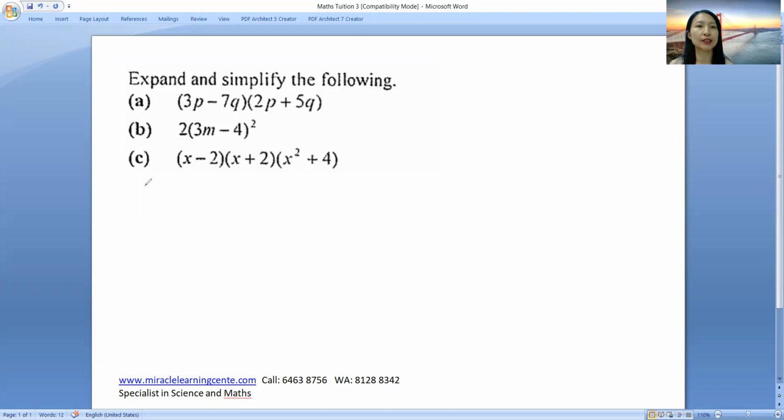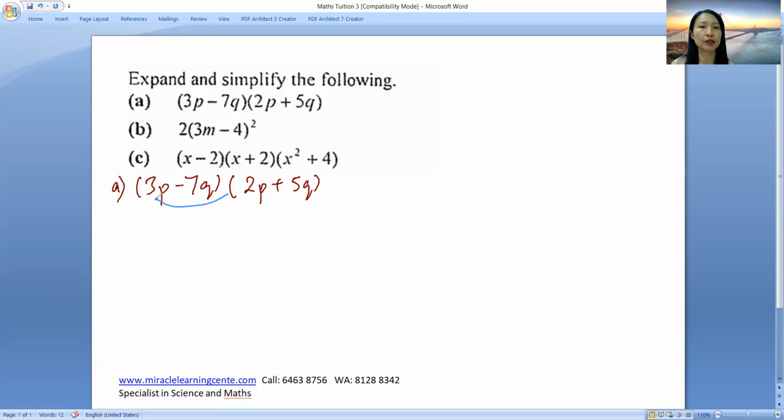Expand and simplify the following. A. We need to expand this one: (3p − 7q)(2p + 5q). Okay, so we need to expand them one by one.